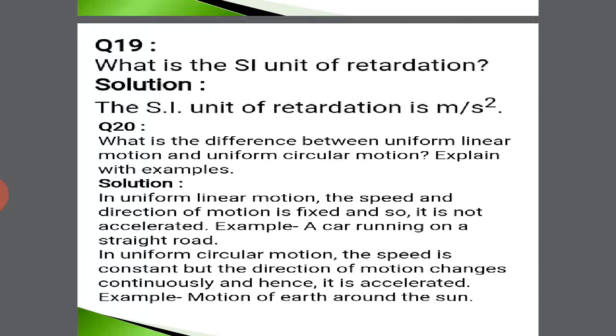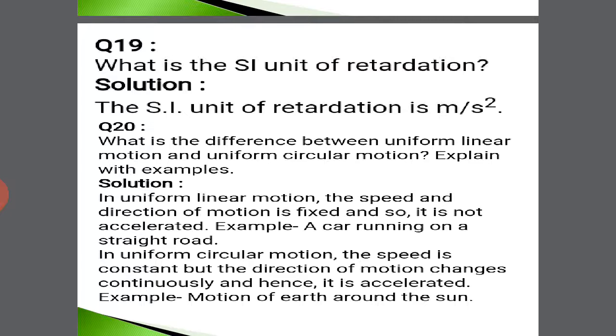What is the difference between uniform linear motion and uniform circular motion? Explain with examples. In uniform linear motion, the speed and direction of motion are fixed and it is not accelerated, for example, a car running on a straight road. In uniform circular motion, the speed is constant but the direction of motion changes continuously and hence it is accelerated, for example, the motion of earth around the sun.